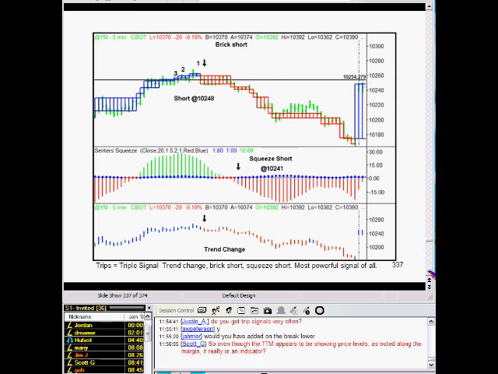All right, going on to the next one. Okay, hold on. So even though the TTM appears to be showing price levels as noted along with the margin, it really is an indicator. Yeah, it's an indicator. The TTM trend, yeah, along with price levels. It's an overlay indicator. It's like a paint bar study. It's an actual pattern recognition system is what it's doing.